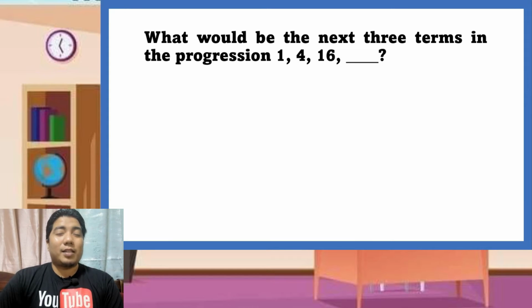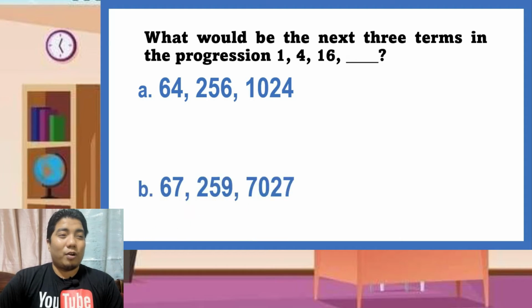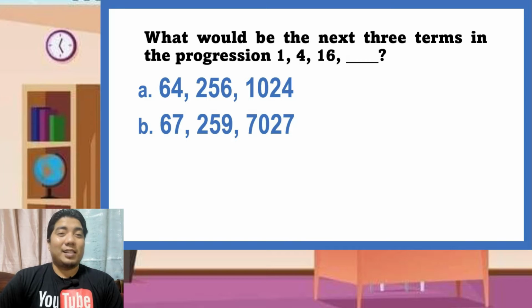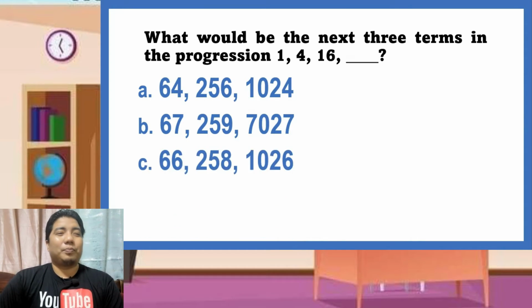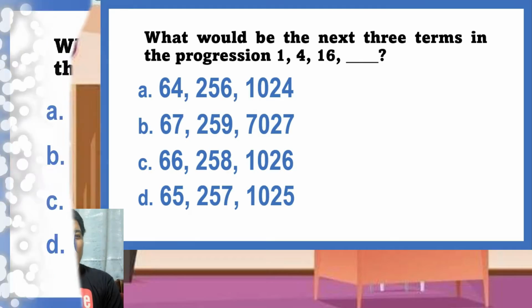What would be the next 3 terms in the progression? 1, 4, 16, and so on and so forth. Is it A, 64, 256, 1024, B, 67, 259, 7027, C, 66, 258, 1026, or letter D, 65, 257, 1025?